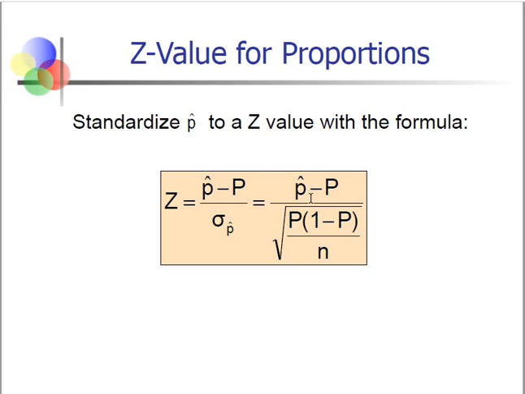I'm sure by now we should be seeing what is happening. In this case, we get the sample proportion, subtract the population proportion, and divide by the standard error. In the case of the mean, we got the sample mean, subtracted the population mean, and divided by the standard error. In concept, we are doing similar things.